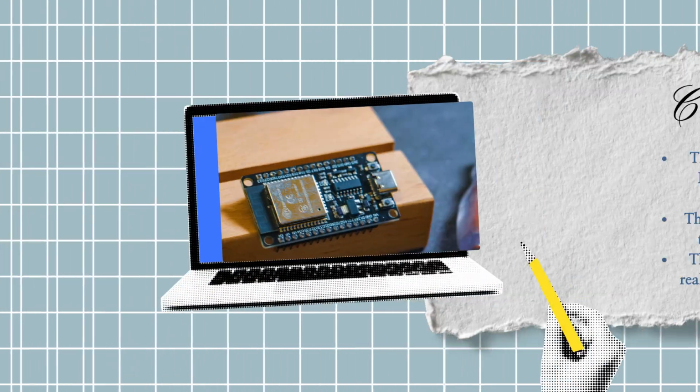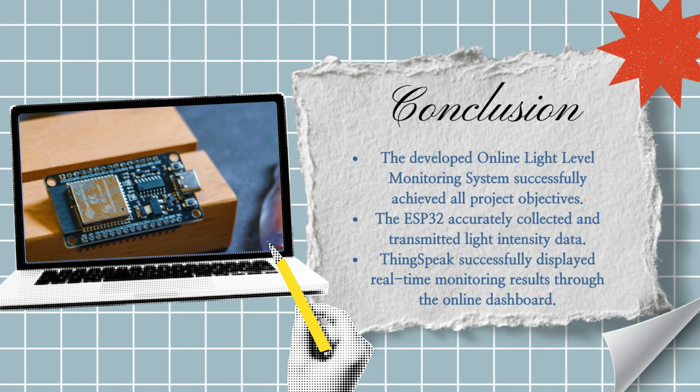In conclusion, the online light level monitoring system was successfully developed and achieved all the project objectives. The ESP32 accurately collected data from the LDR sensor and transmitted the readings through Wi-Fi. The ThingSpeak cloud platform successfully displayed the light intensity data in real time, making it easy for users to monitor environmental light conditions remotely. Overall, this project demonstrates that IoT technology can be effectively applied for real-time environmental monitoring using simple and low-cost components.